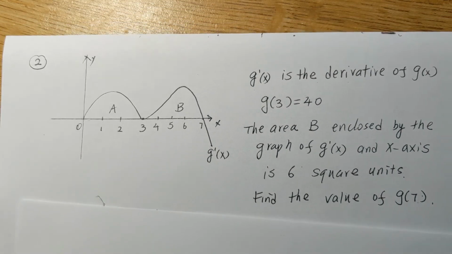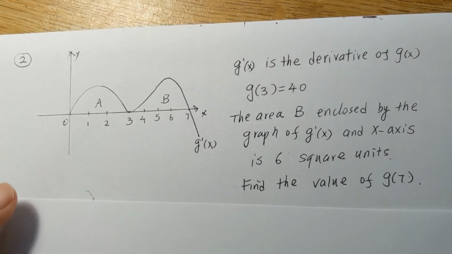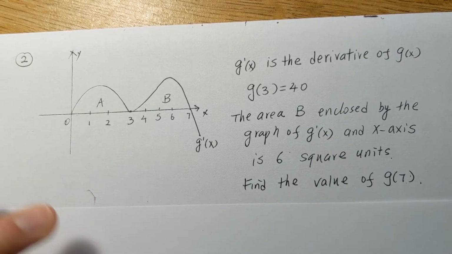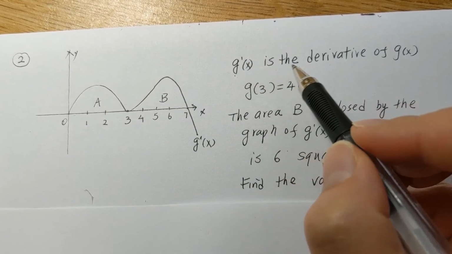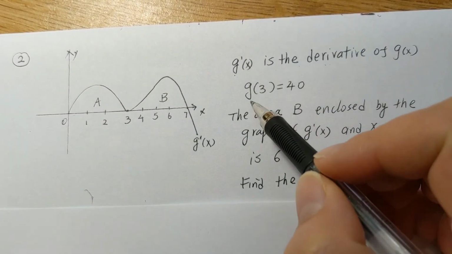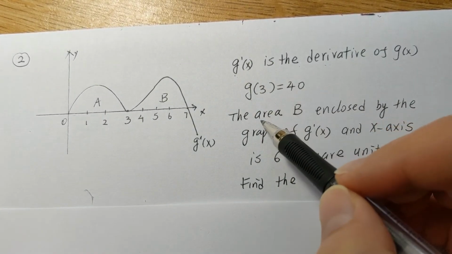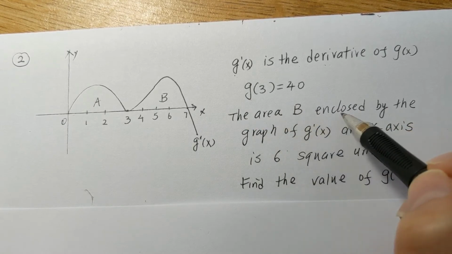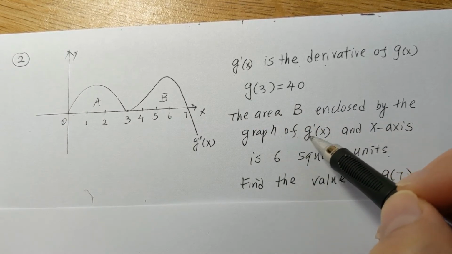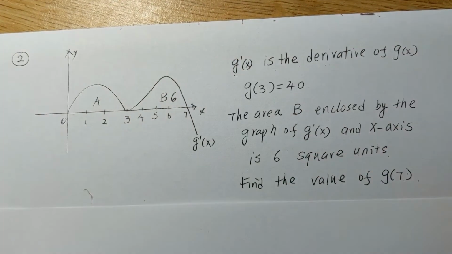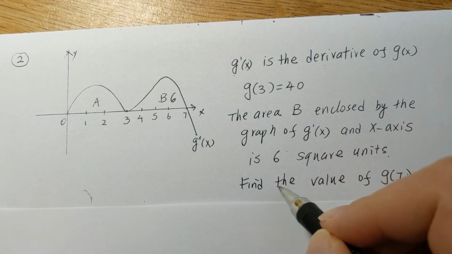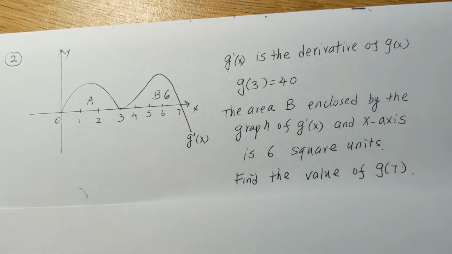Question number 2. There's a graph given, which is g prime of x. G prime of x is the derivative of g of x. G of 3 equals 40. The area enclosed by the graph of g prime of x and the x-axis is 6 square units. So this is 6 square units. We have to find the value of g of 7.